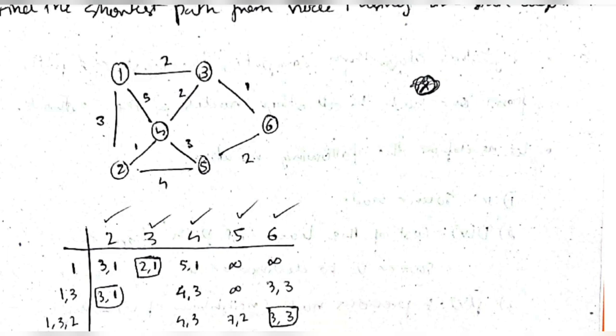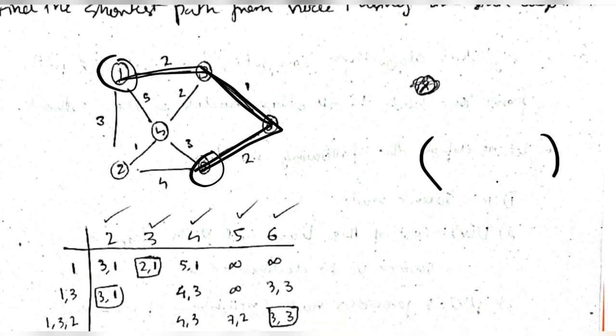Suppose this is also a valid path, which I will initially choose. In this path, if I have to reach from 1 to 5, I'm going through this path.